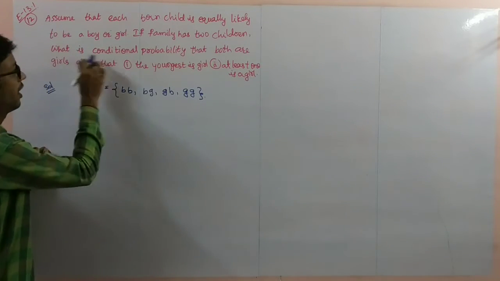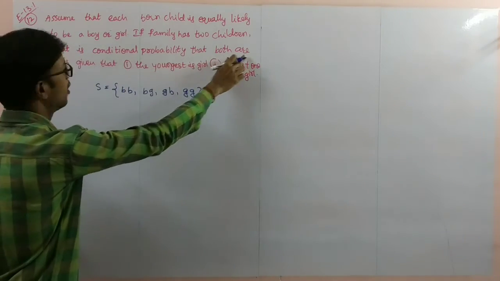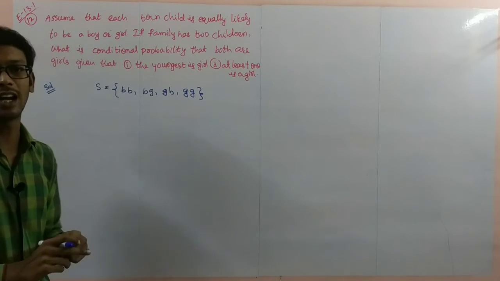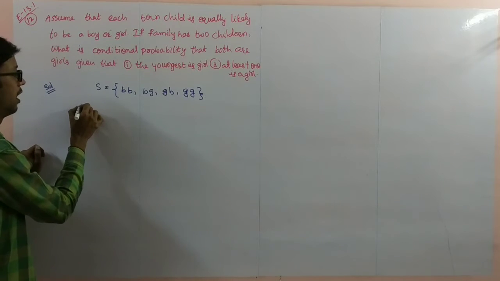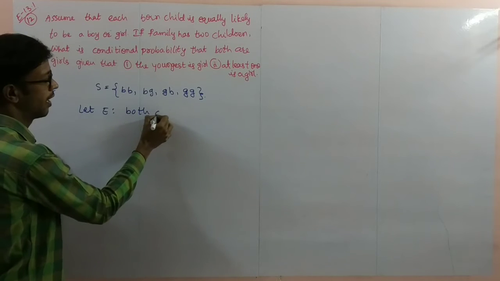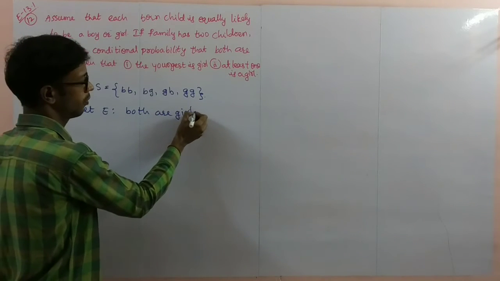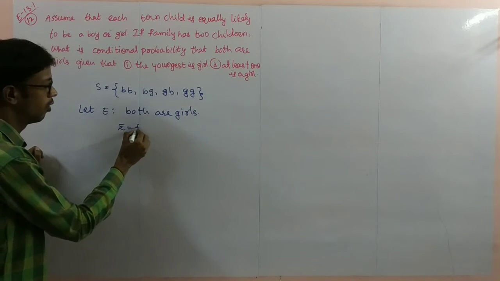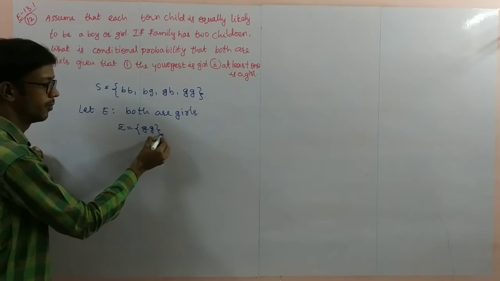Next here, you have to find the conditional probability that both are girls. Let E be the event both are girls. Both are girls means what are the outcomes? GG.